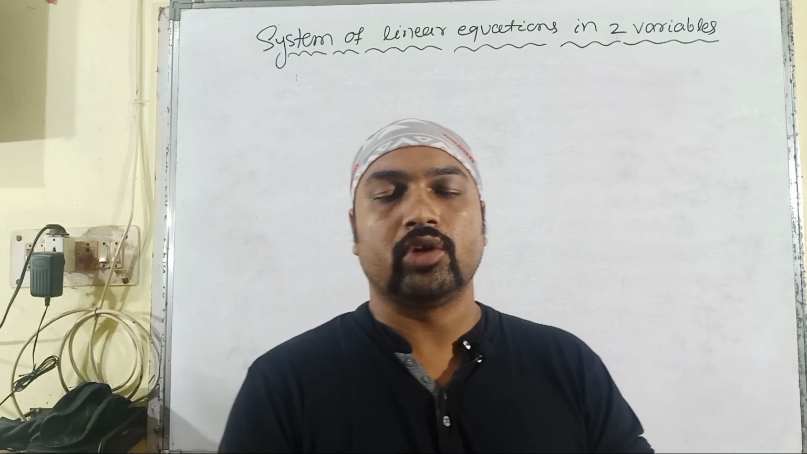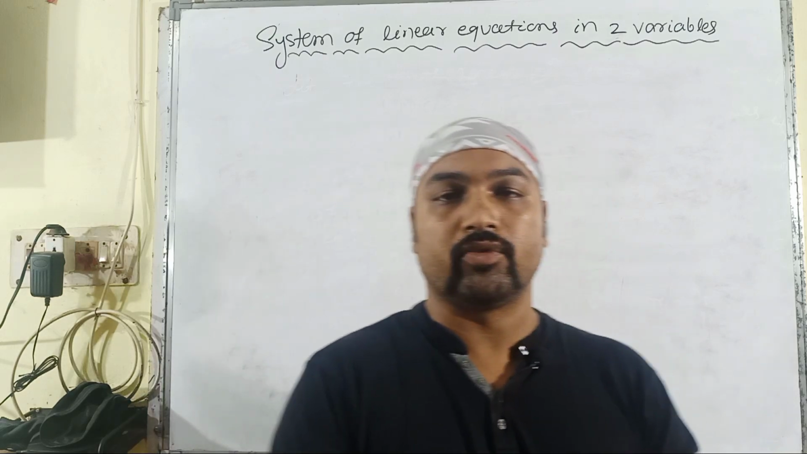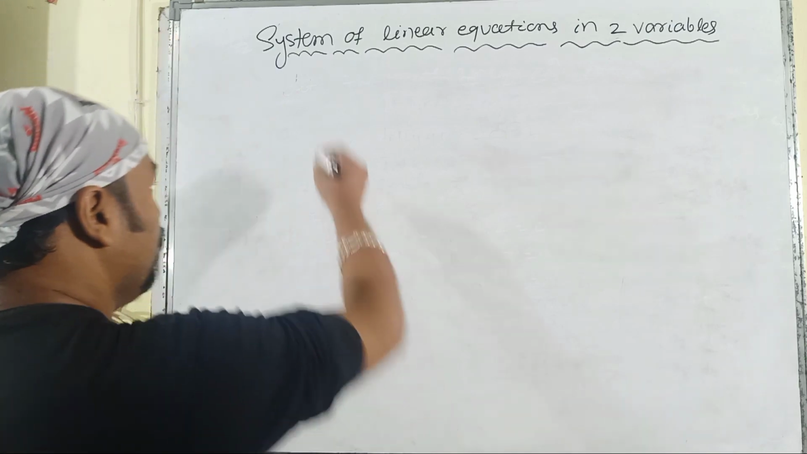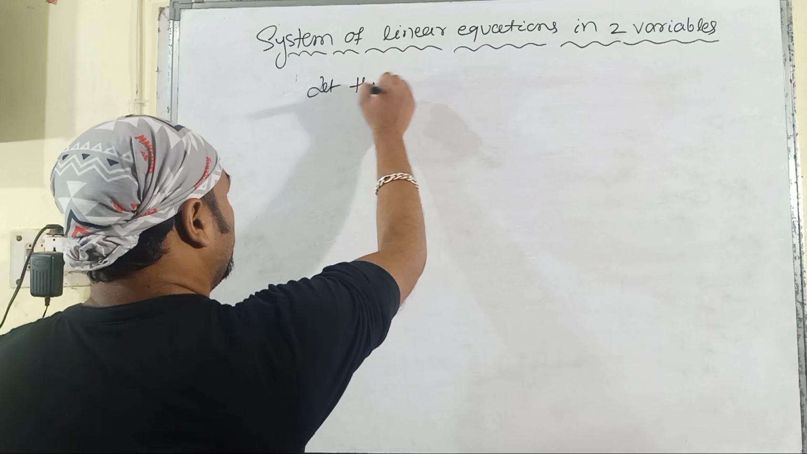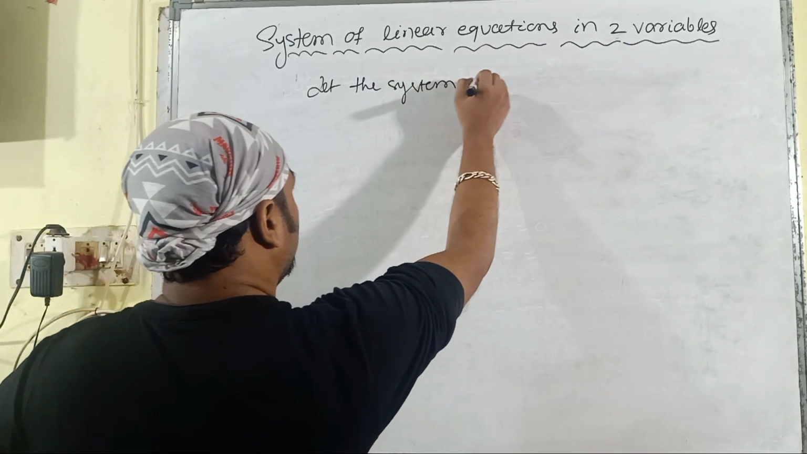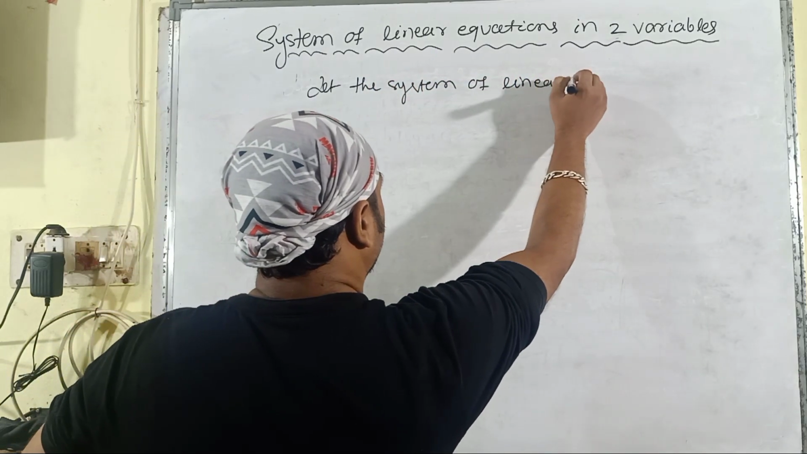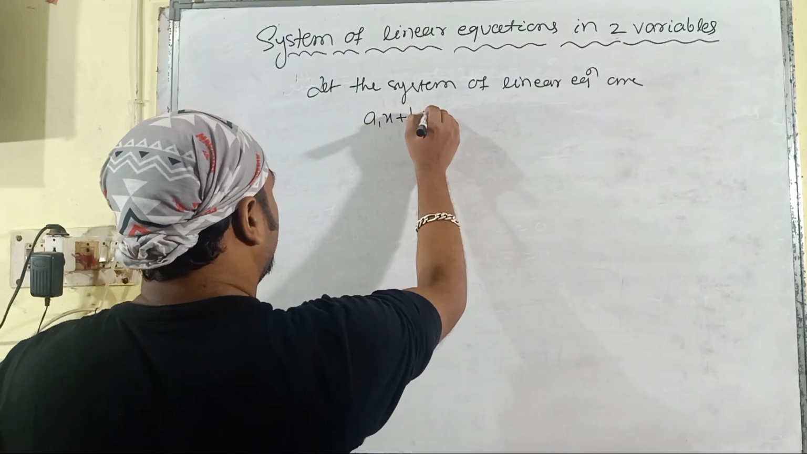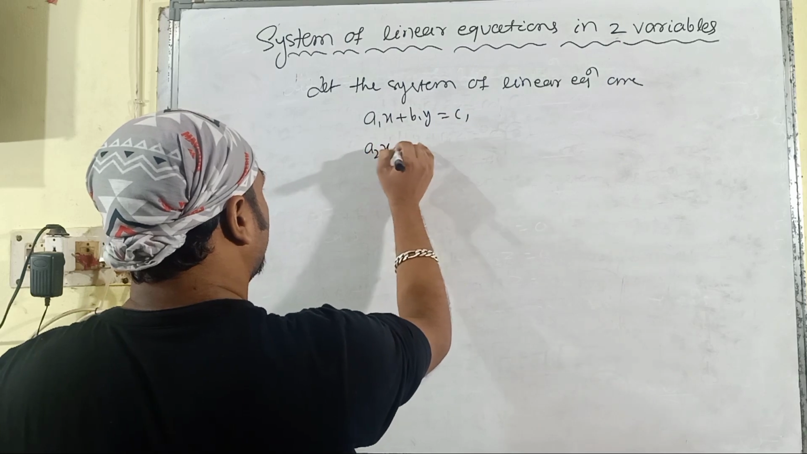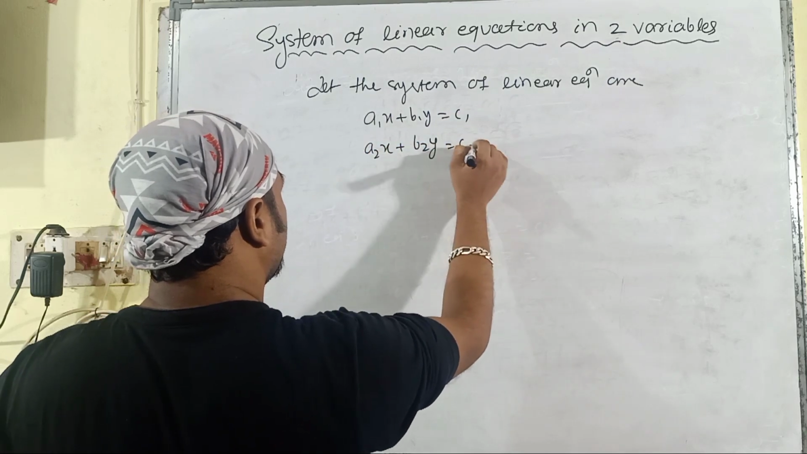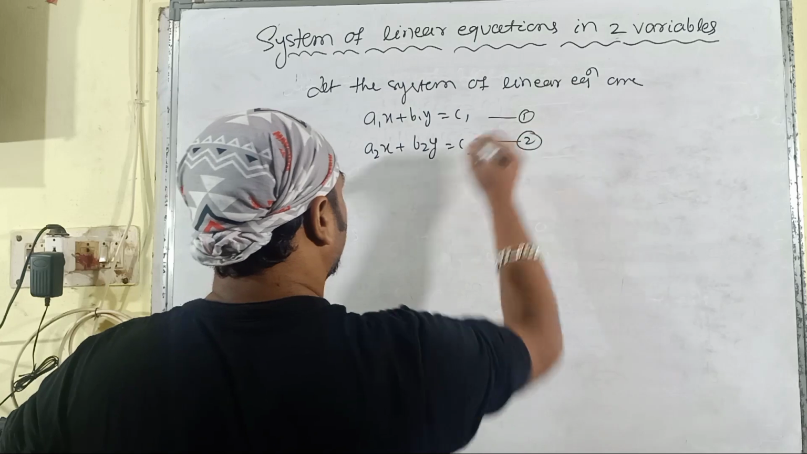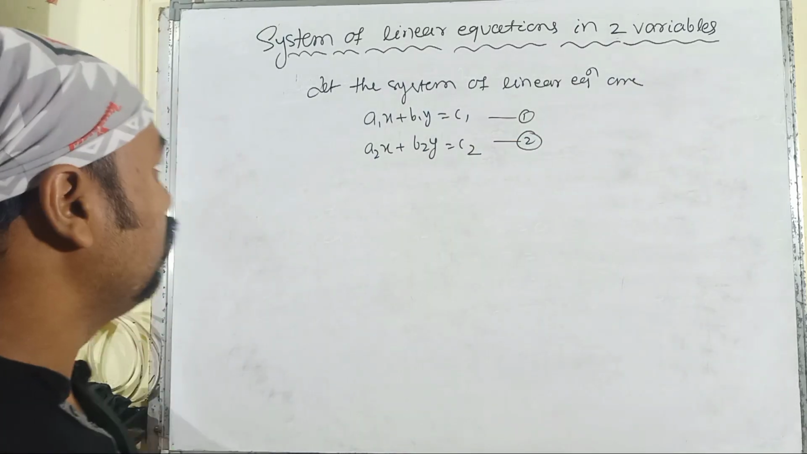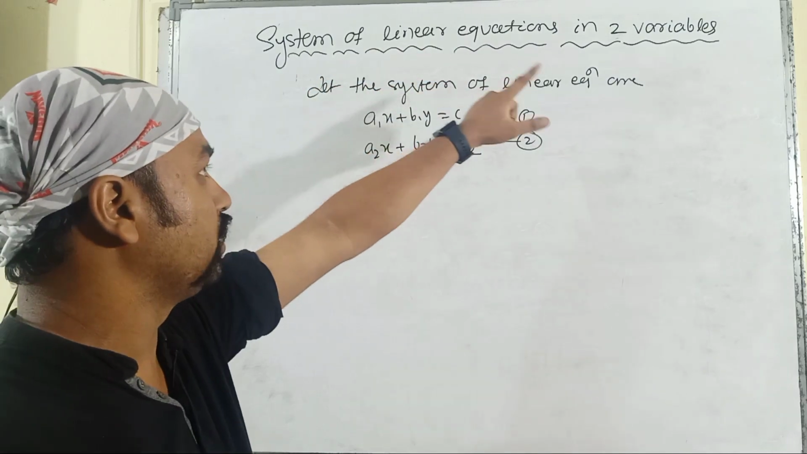In this particular video session we are going to discuss the system of linear equations. So let us start from the system of linear equations in two variables. Let the system of linear equations be a1x plus b1y is equal to c1 and the second equation a2x plus b2y is equal to c2. And these two equations are in the variables x and y. So it is given that system of linear equations in two variables.